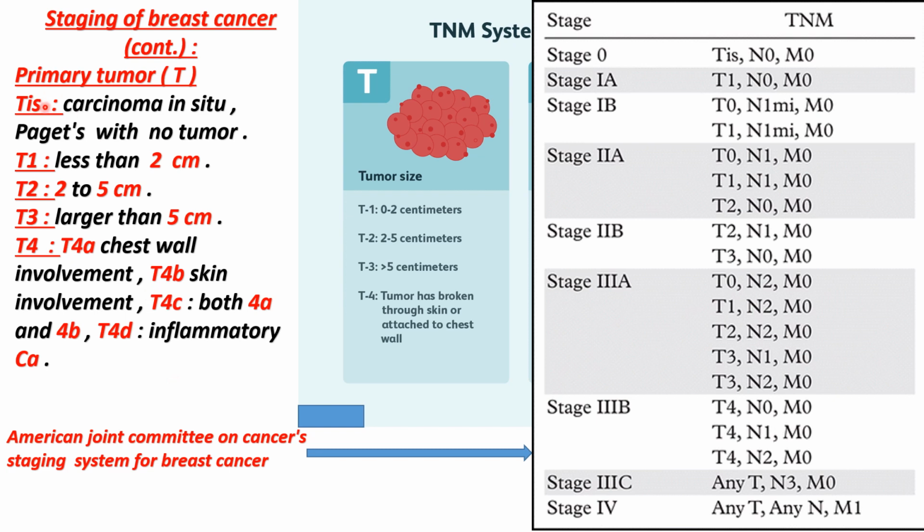I will talk now about the primary tumor. TIS means carcinoma in situ, Paget's with no tumor. T1 means the tumor is less than 2 cm in size. T2 means the tumor size is between 2 to 5 centimeters. T3 means the tumor is larger than 5 centimeters.